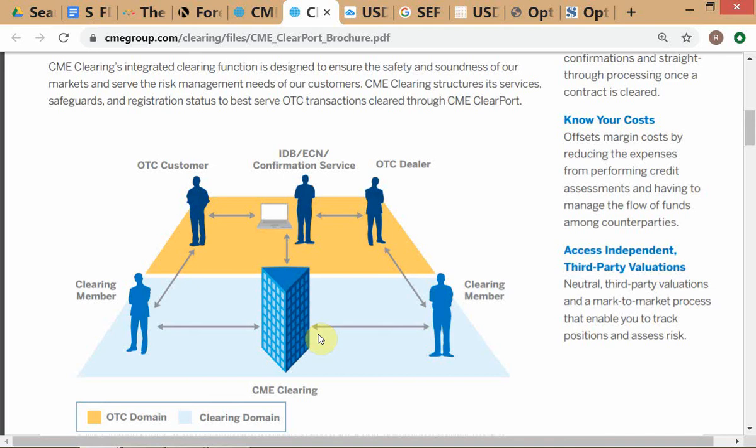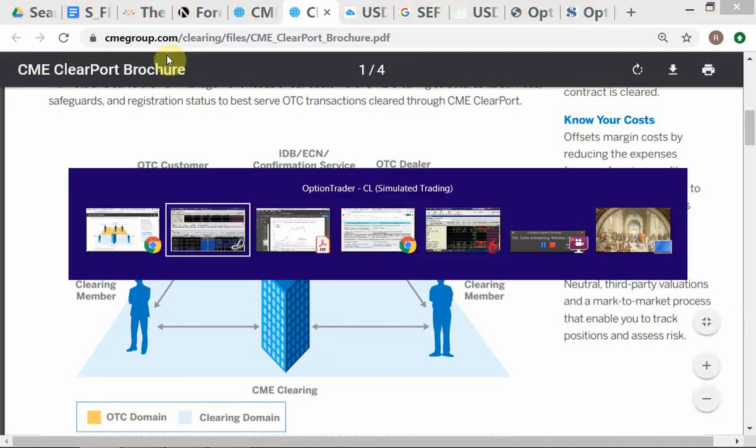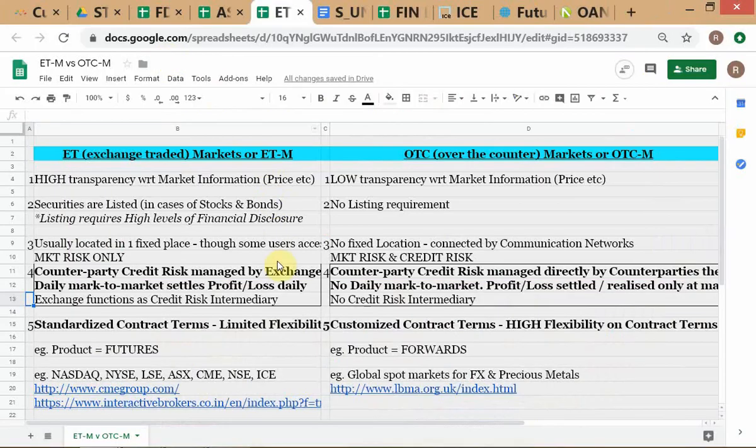Okay. And so that's how every day's loss is taken care of, and that's how the credit risk is managed in an exchange traded market setting. Is this clear? Okay. So that's why you have this statement in your framework. Counterparty, now you understand what is meant by counterparty. You understand both the statements.